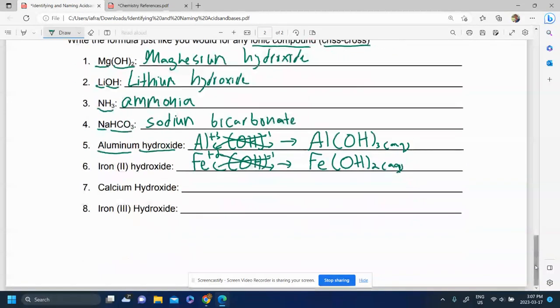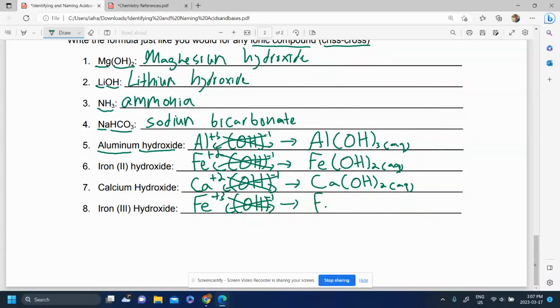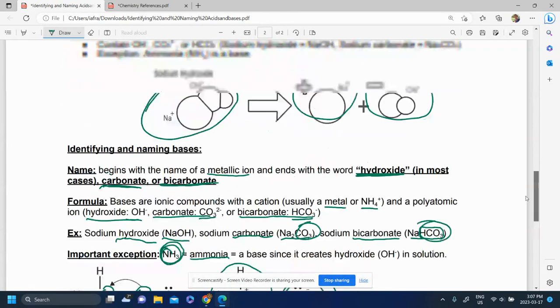Next, we have calcium hydroxide. Ca, that's +2. Hydroxide is OH -1. Crisscross, and you get Ca(OH)2 aq. And then iron 3 hydroxide. Fe +3, OH -1, crisscross, and you get Fe(OH)3 aq.